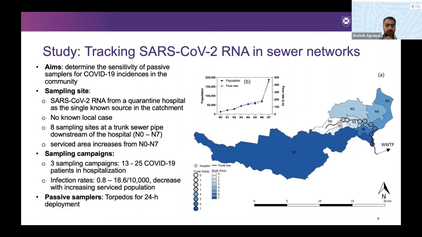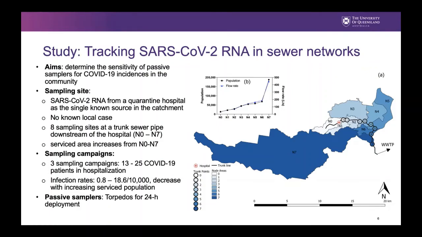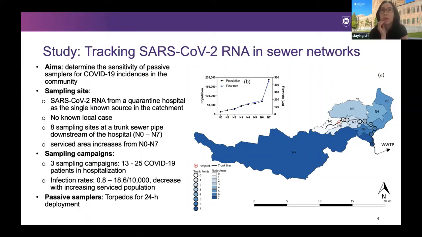Okay, thank you. So an important point for the deployment of this torpedo passive sampler is that it requires continuous flow. In our previous test, we found that when we deployed it in a pump station where there is no continuous flow, the passive sampler doesn't have a good performance, with stagnant wastewater for a while. So it's better to deploy it in a functional gravity sewer with continuous flow.